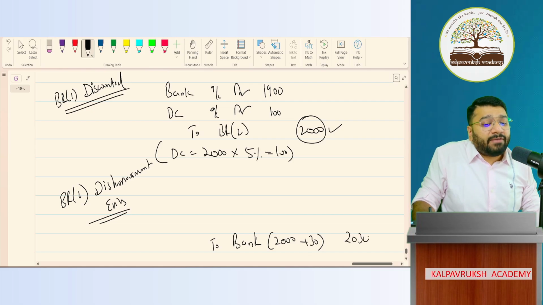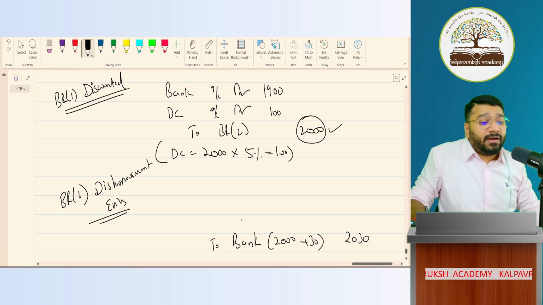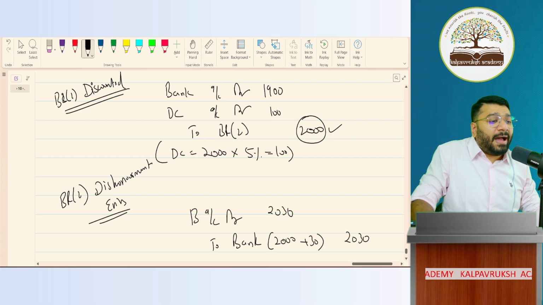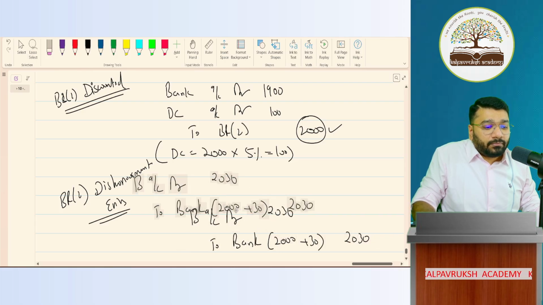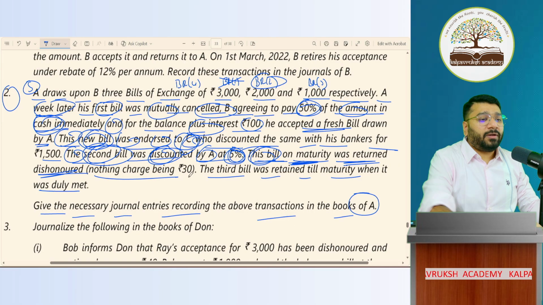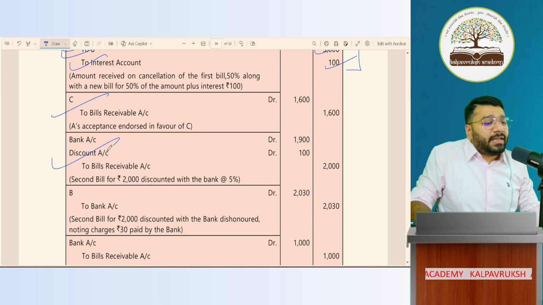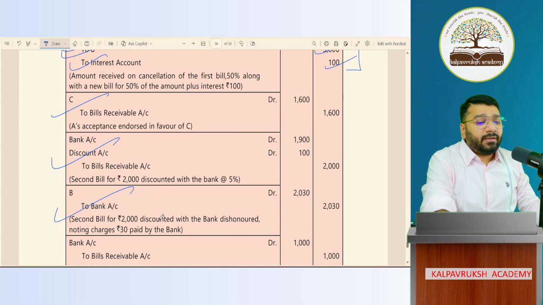So the banker will take how much from your bank account? 2030. From whom will you recover this total money? B. So B account debit 2030 to bank 2030. Any problem? Online people, any problem so far? Is the answer matching or not? Endorsement entry, bill discounting entry, and bill dishonorment entry. BR2 dishonorment entry. Okay, wow.